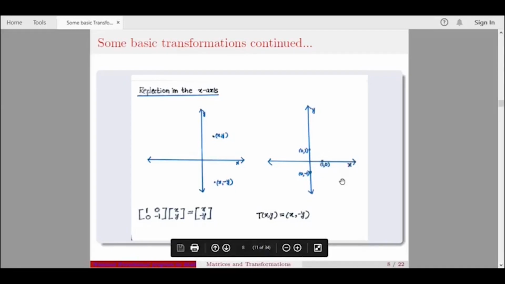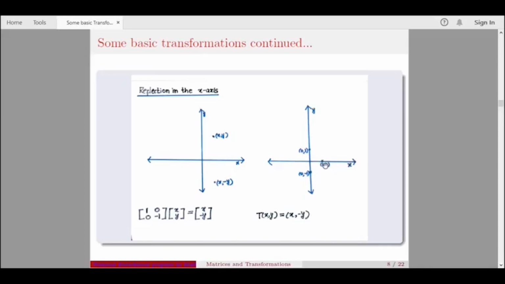What will be the image of (1, 0) under T? The image of (1, 0) will be the same as (1, 0), because under reflection, (1, 0) is on the x-axis itself. So if you reflect it along the x-axis, you will get the same point. We can say that all the points on the x-axis are invariant points in this transformation. So here the x-axis is an invariant line.